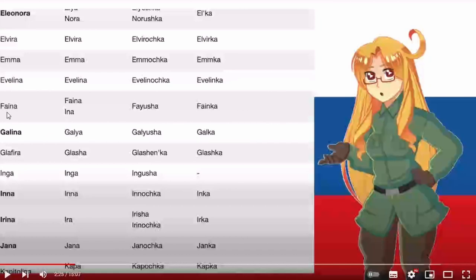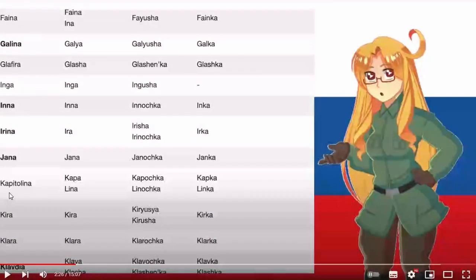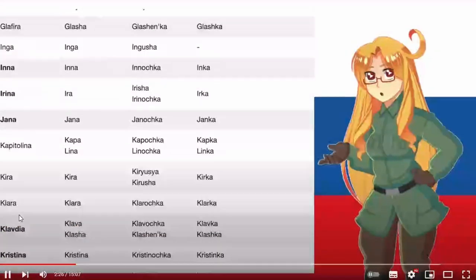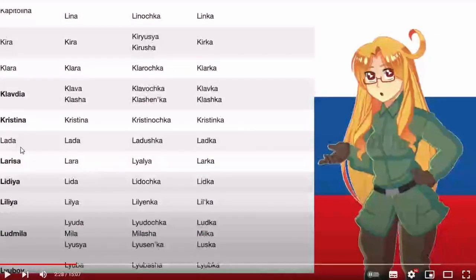This name is not real. Galina, Gala, Glafira. No, it's a name, but it's not a name. Inga, Inna, Irina, Jana. Well, it's meant to be Jana, probably. Kapitolina! Sounds like a potato! Kapitolina, damn! No, no! Lena! Lena is a name on its own. Kira, not common in Russia. In the description. Lada! Lada, damn!